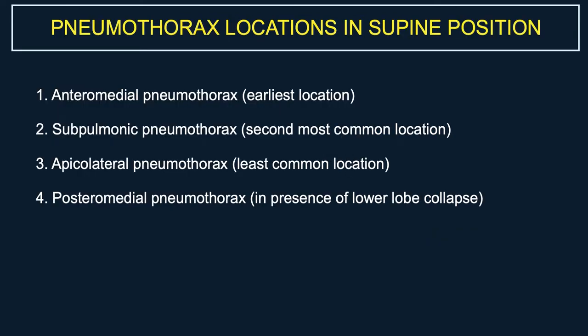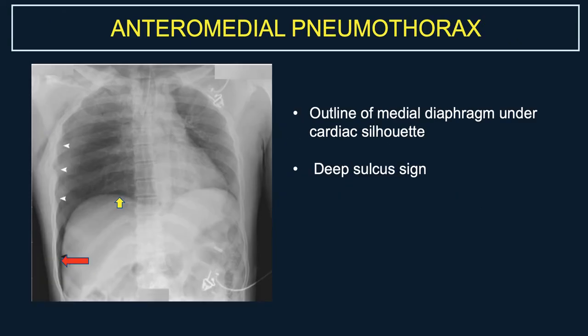So in a supine position, air may go to different spaces. If the patient is lying down, the air will go to the anteromedial portion, and this is the earliest location. So the pneumothorax may not display the classical signs. Instead, the pneumothorax may be demonstrated by looking for the following signs, namely the outline of the medial diaphragm under the cardiac silhouette and the deep sulcus sign.